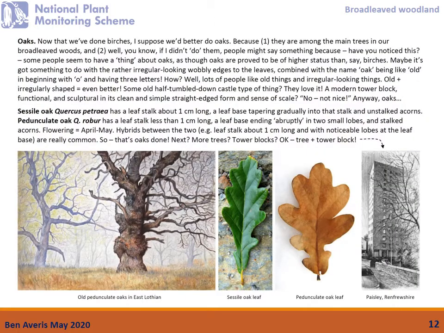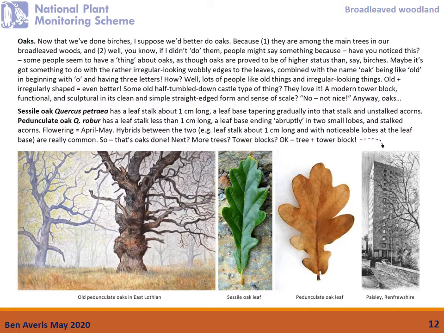And here are the two oaks. Pedunculate oak with its shorter leaf stalk and the leaf base being kind of lobed at the very base, a very abrupt beginning to the leaf blade, compared with the sessile oak that has a longer leaf stalk and the leaf blade tapering gradually out from that leaf stalk.